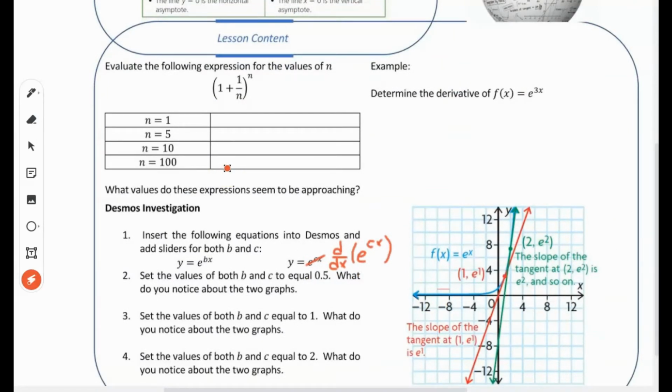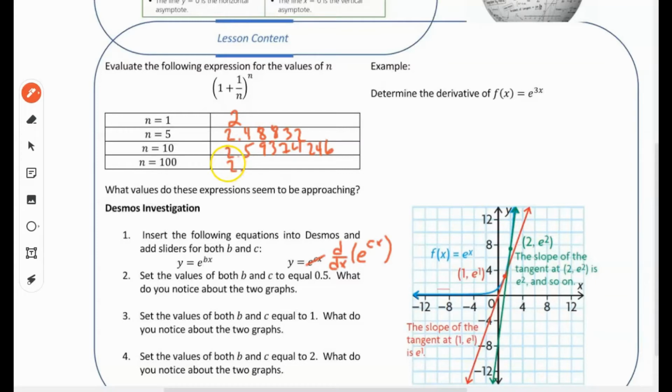If we look at this expression, if we plug in n equals 1, we get 1 plus 1 over 1, which is 2 to the power of 1, which is 2. If we plug in n equals 5, we get 2.48832. If you plug in 10, 2.59374. You can see what number we're sort of getting closer to.